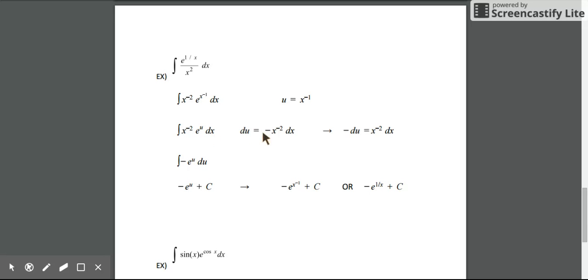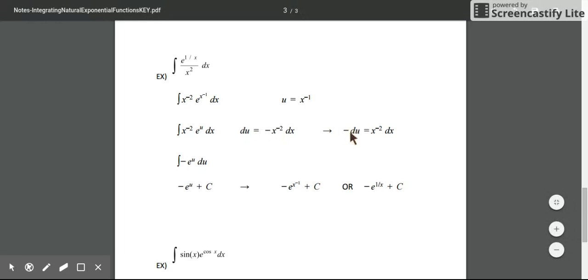So I can actually substitute x to the negative 2 and dx at the same time if I just move this negative 1 over to the other side. So if I make it the opposite of what I got going on here, so negative du is equal to positive x to the negative 2 power dx. So now I can substitute x to the negative 2 and dx at the same time, and I'm left with e to the u times negative du, or just move that negative out to the front.